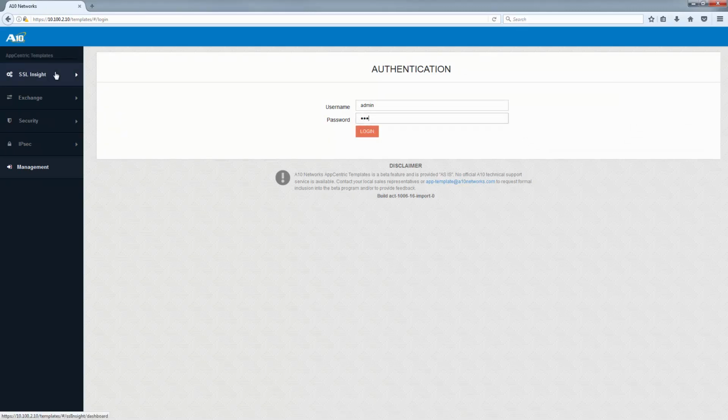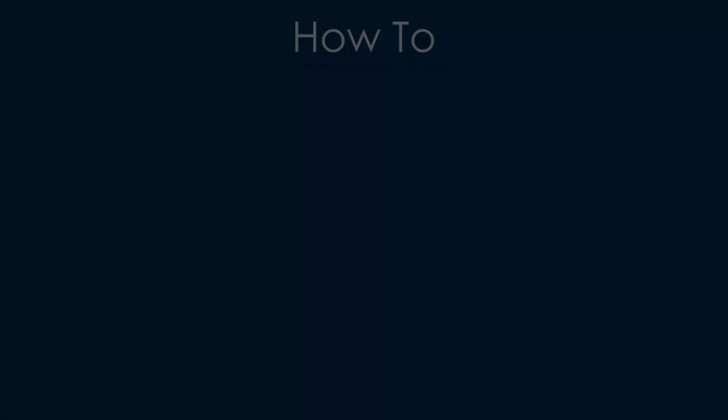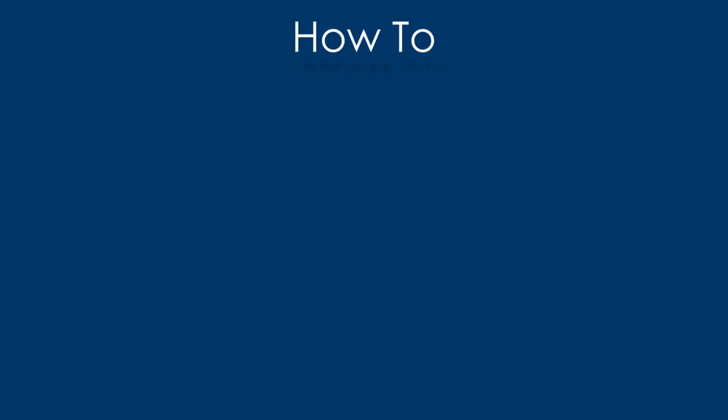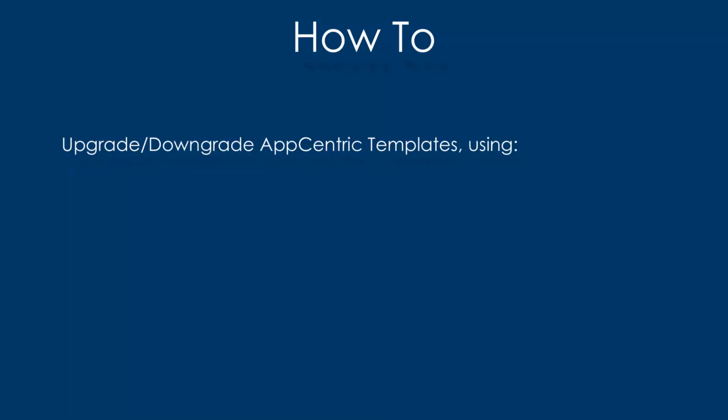Once logged in, I can look at the left sidebar and I can see the different app templates available to me on this device. Now that we know how to access the AppCentric Templates, let's look at how we can change the version of the existing AppCentric Templates installed on the device.